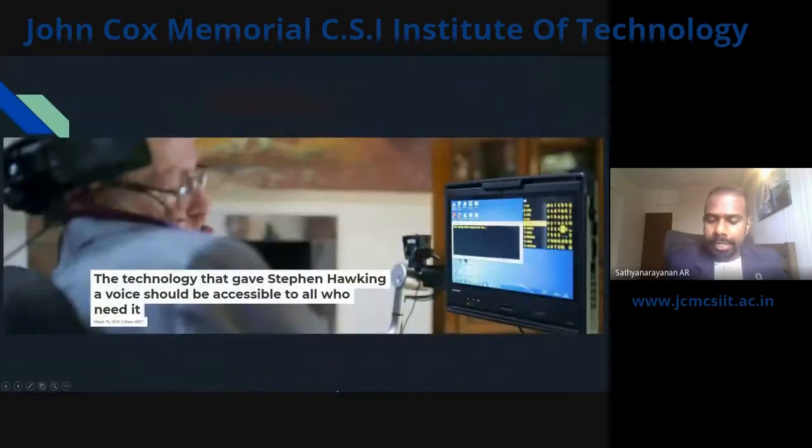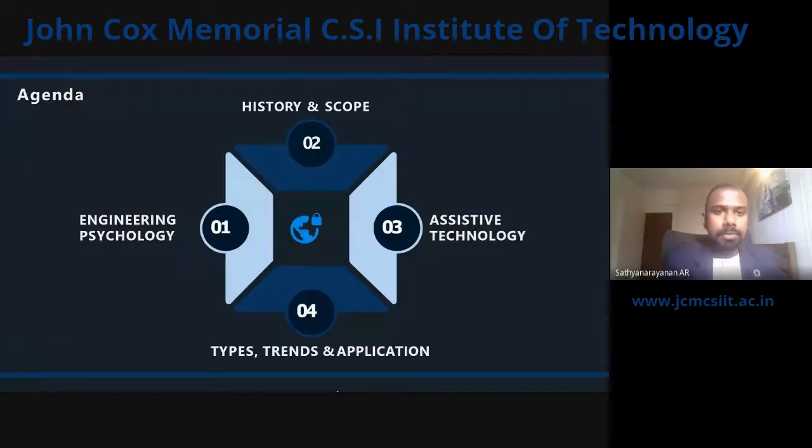This is what he used in his system, where Intel developed an application for him. Basically, his AT, assistive technology, is an AAC, augmentative and alternative communication device. We'll look at what the different types of assistive technology are, who is going to benefit, and how we can develop it. But before that, let's look at today's agenda: history and scope.